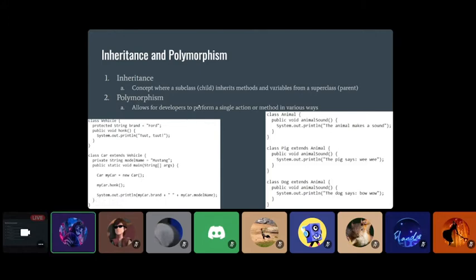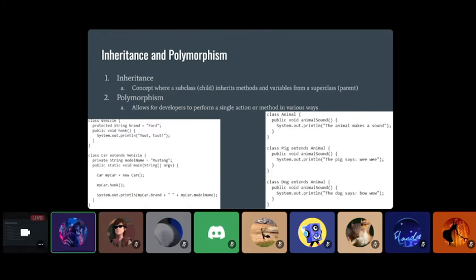Now, polymorphism is kind of like a layer on top of inheritance. It's allowing developers to perform a single action in various ways. So if you take a look at the example on the right, I have a class animal. And an animal can make multiple sounds, right? It's like a pig, horse, dog, cat, bird. They're all making different sounds. And that's kind of what polymorphism is. The animal sound method is different for every animal.